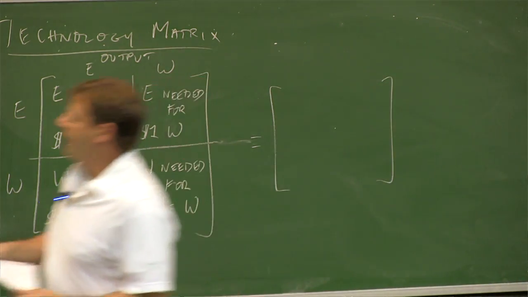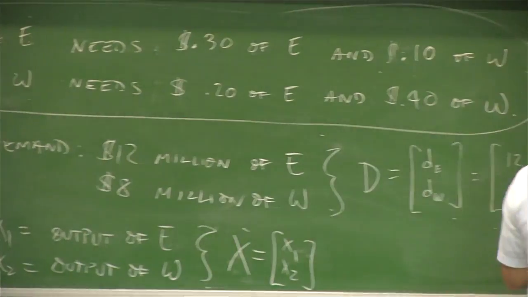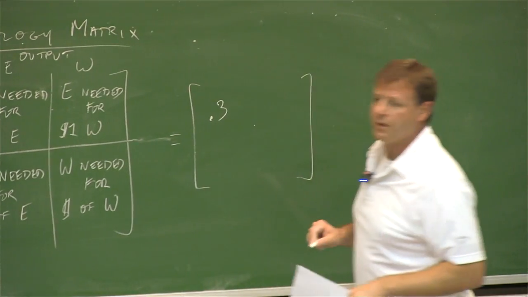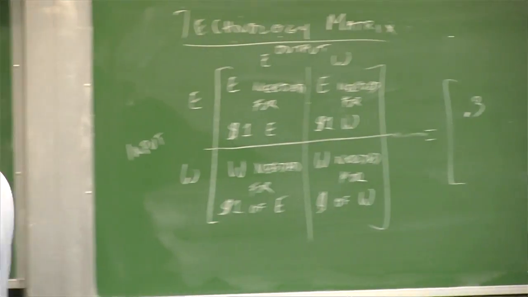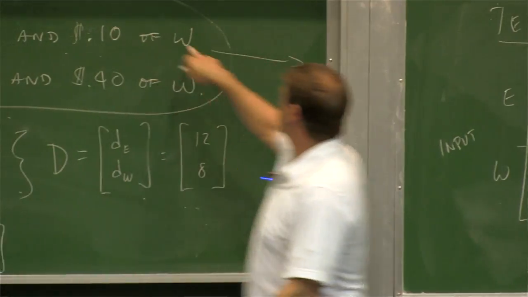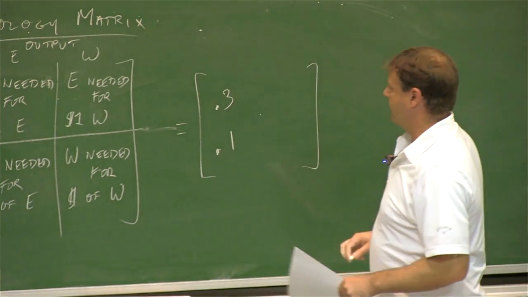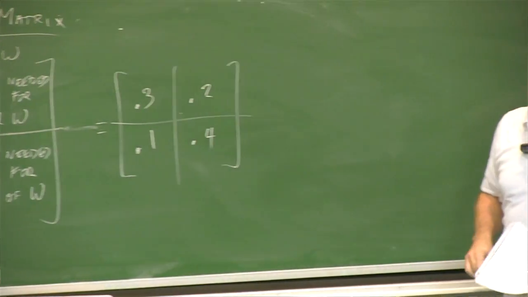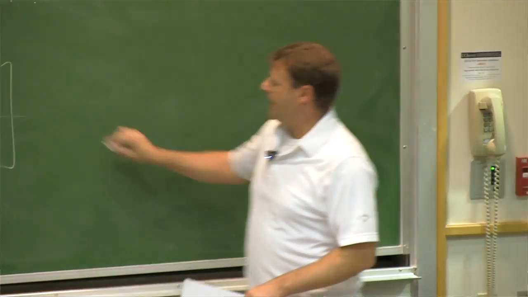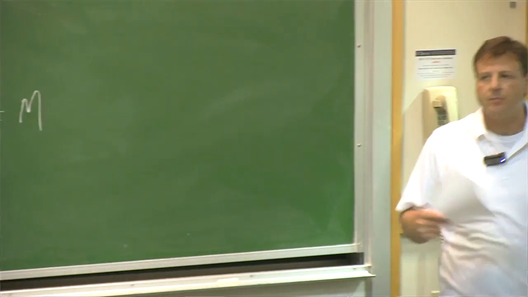We have those. I need 30 cents of electricity for $1 of electricity. And I need 10 cents of water. That goes down here for $1 of electricity. And then 0.2 and 0.4. And we'll call that M. All right, so anyway, that's 3 panels there just to set up the whole problem.